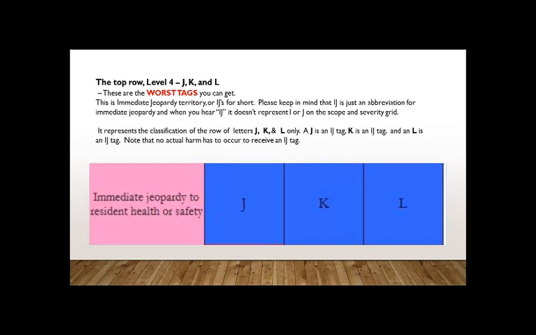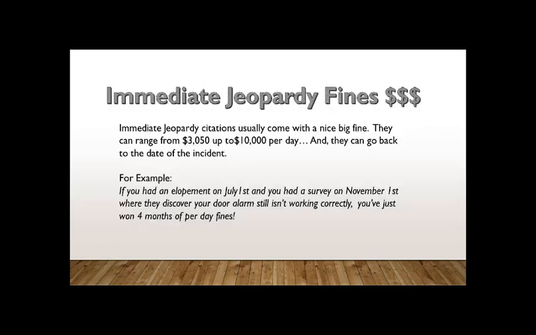Those kind of tags with money like that, that's not going to happen. But they're going to keep the immediate jeopardy fines because that is where we definitely have the residents at risk. So immediate jeopardies can range from $3,050 to $10,000 per day. So these really can add up to a lot.